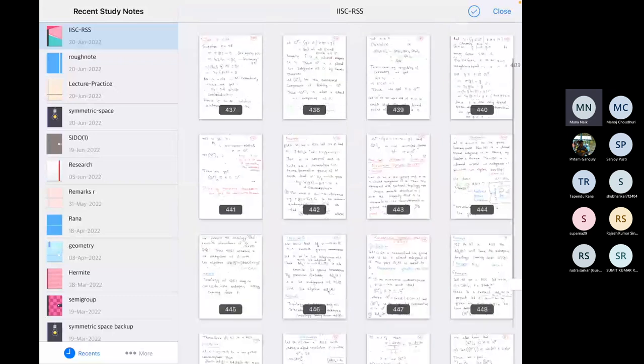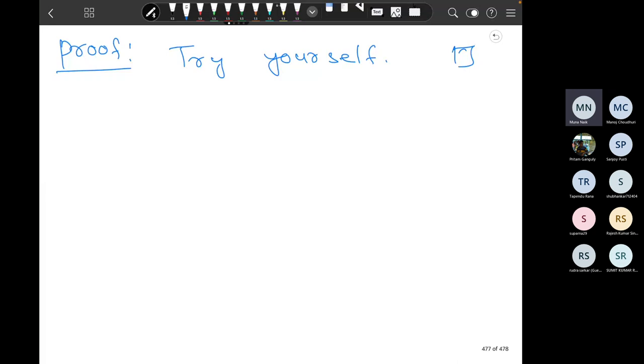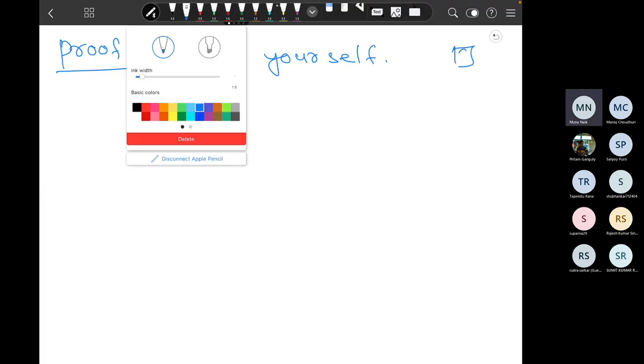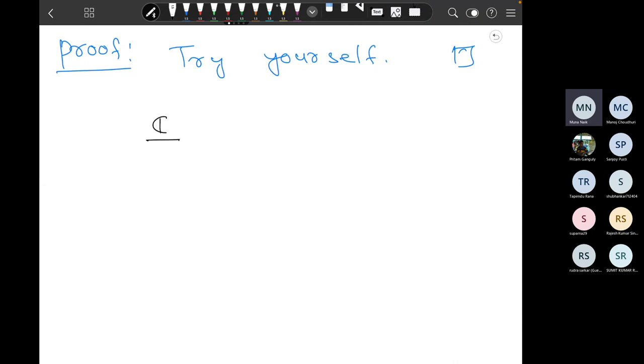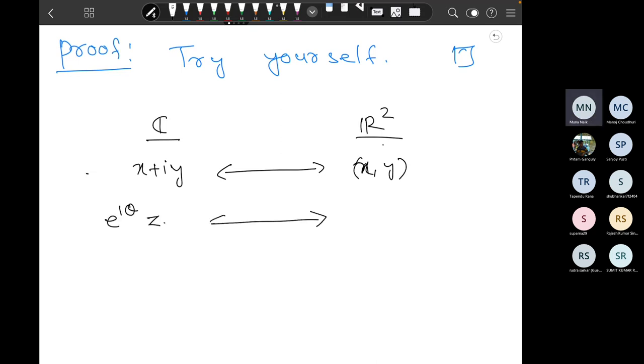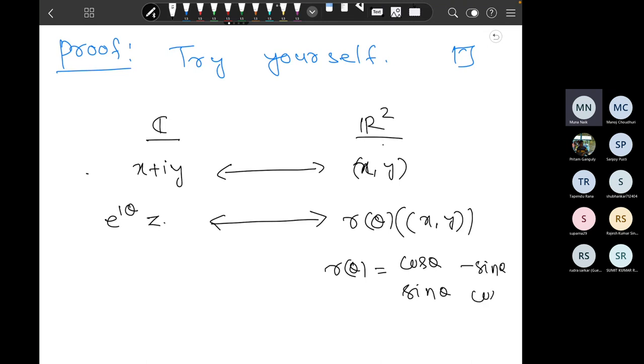So let us come back to that. You will use that and try yours. Now the thing is, some identification is going on. You have this C, and C can be identified with R2. So if you take X plus iY, you will identify it with (X, Y), right? And multiplication by Z equal to X plus iY on R2 will correspond to a matrix multiplication, and matrix multiplication will correspond to a linear map. And that linear map is R theta, really cos theta, sin theta, minus sin theta, cos theta. So this you can check. So here Z is equal to X plus iY.